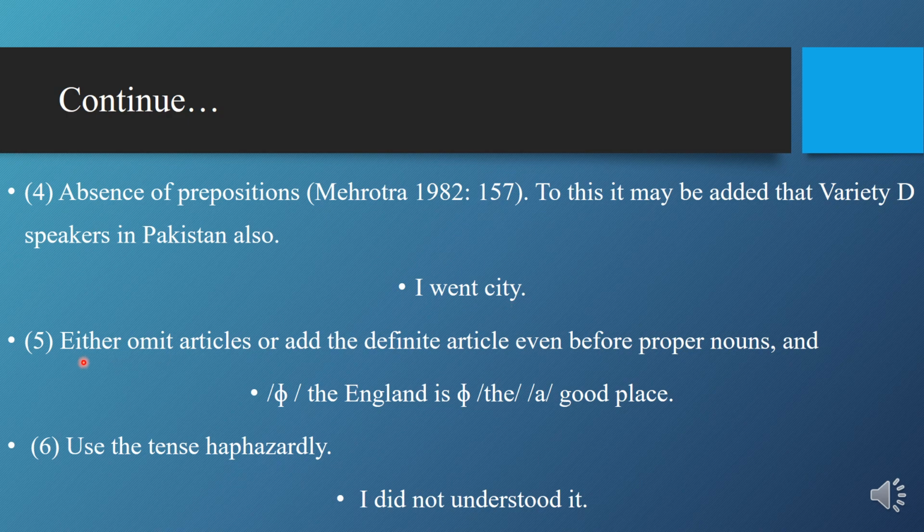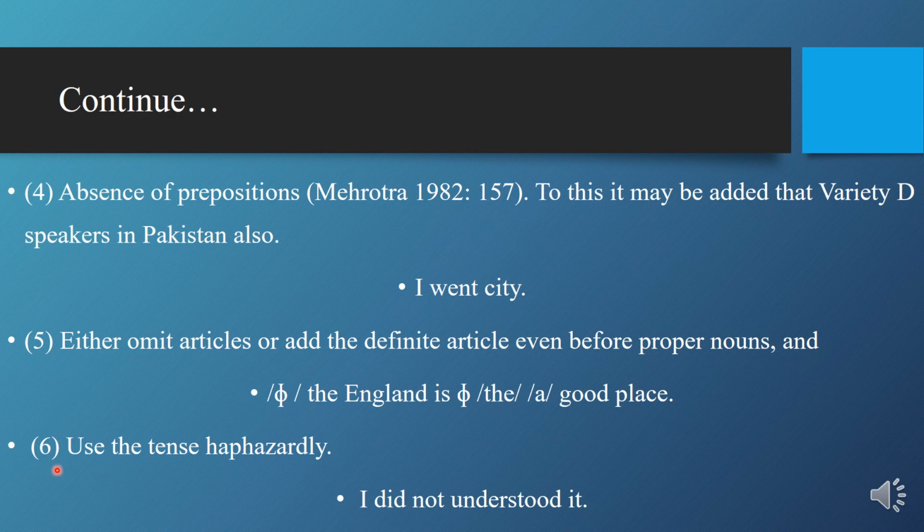The fifth characteristic of the basilect variety is to either omit the article or add the definite article even before a proper noun. For example, here is a sign that shows the omission of the definite article. The England is the or a good place. Okay, you can see we can use the or a, that is a definite or indefinite article, that is not specified in Pakistani English or in the basilect variety.